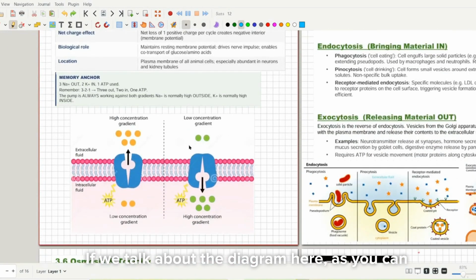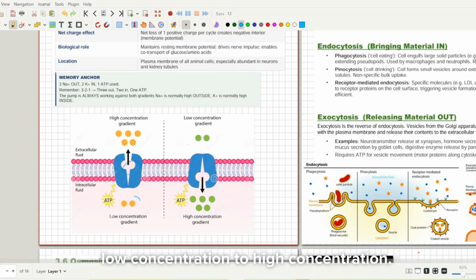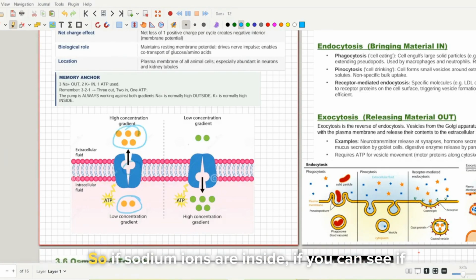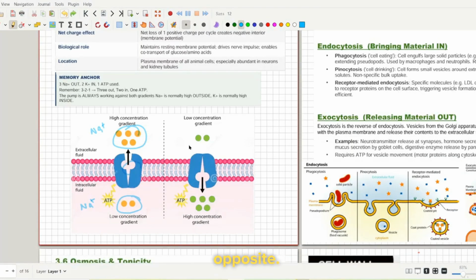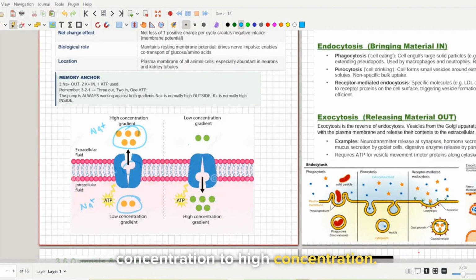If we talk about the diagram here, as you can see, the ATP molecule is moving, this is low concentration to high concentration. If these are the sodium ions and these are also the sodium ions, the direction of motion should be from high to low. But in active transport it is actually opposite. The sodium ions will move from low concentration to high concentration.